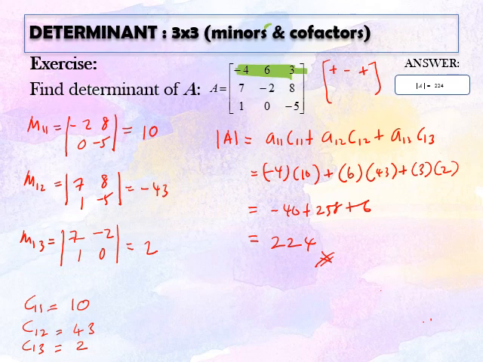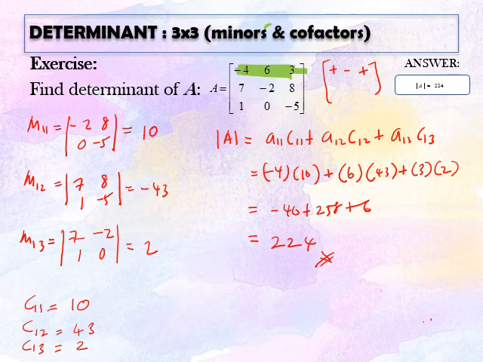Okay, you can use another column or row. You can use this column, this row. It doesn't matter. In this case, I choose row 1 because it's not stated. If it's stated to use which row or column, you need to use it.